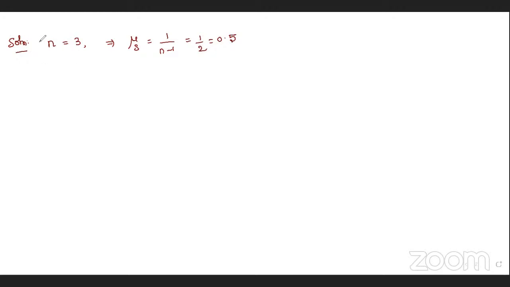Correct. And in the second problem, he said mu_s is equal to 0.5. So he is asking the reverse. 0.5 is equal to 1/(n minus 1), reversing it you will finally get n is equal to 3. He is asking the same converse. So I don't have any doubt on you. You understood this model.